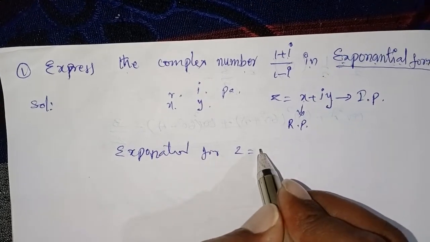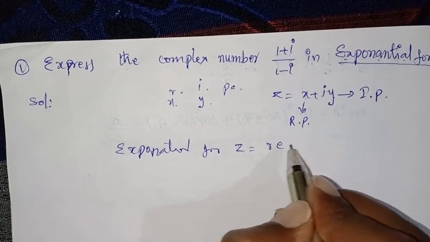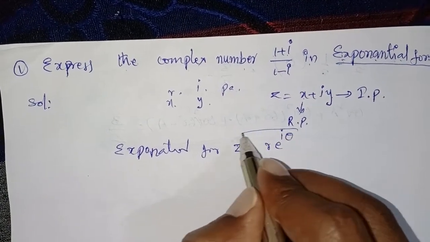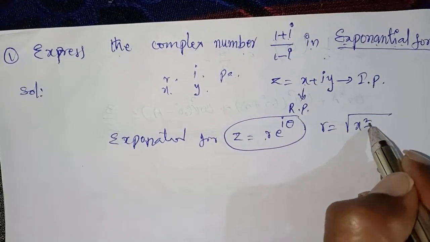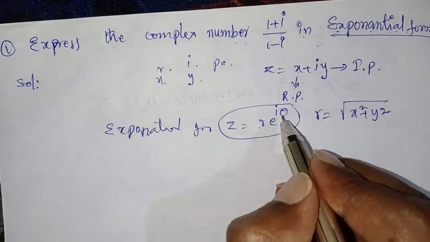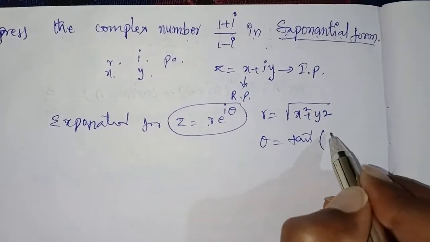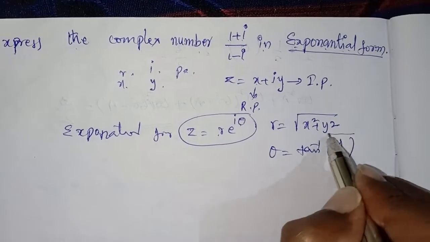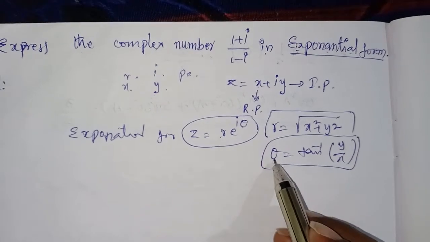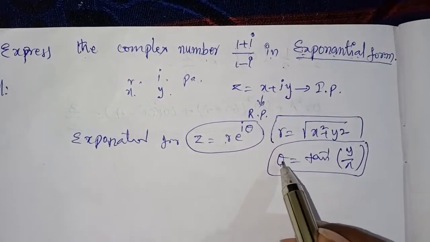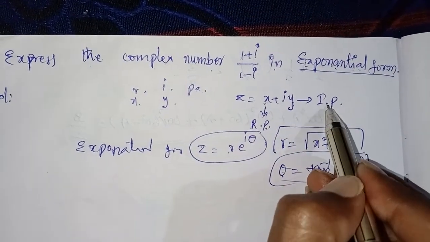z is equal to, the exponential form of z is r e^(iθ). So what is r? r is equal to the square root of x² + y², and θ is equal to tan⁻¹(y/x). So we need to find r and θ. First of all, to find r and θ, we need to find x and y, which means the real part and imaginary part.